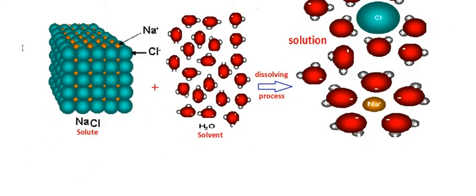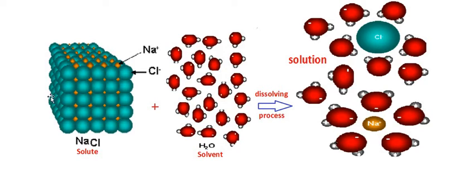When you have a certain solid, such as sodium chloride, and dissolve it in water, the water takes the salt and splits it into ions. These ions are separated, sodium ions separated from chloride ions, and each ion is surrounded by water molecules. This process is called the dissolving process.